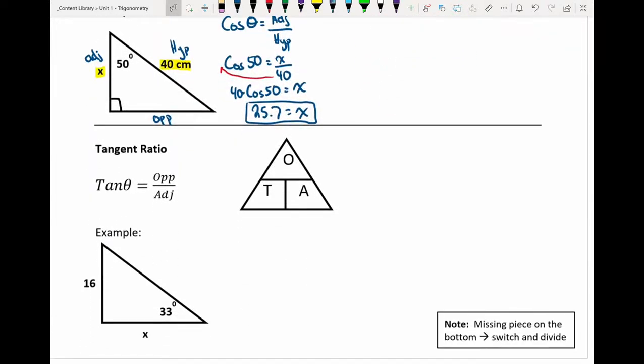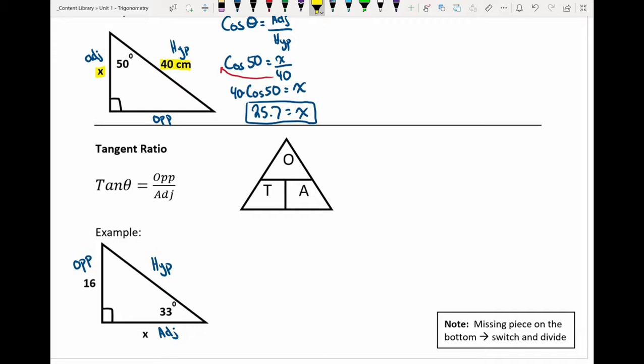Tangent ratio. So again, even though we know it's tan, let's get into the habit of labeling that triangle. So across from the 90 degrees is your hypotenuse. You have your reference angle of 33, so across from that is your opposite, and beside that is your adjacent.